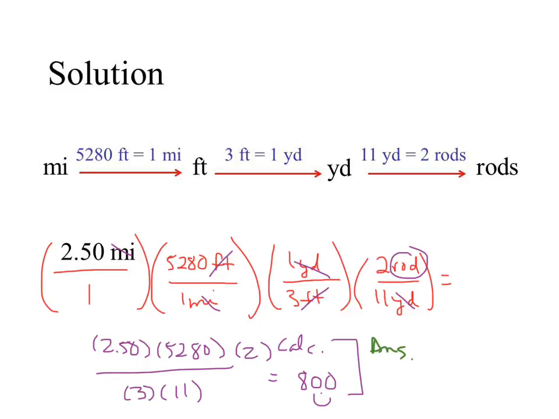Let's look back at what we multiplied. So the 2.50 miles, is there uncertainty in that? Yes. So how many sig figs? There are 3. The relationship between feet and miles, is there any uncertainty there? Nope. It's by definition. Isn't that weird? Okay, so no uncertainty. Any uncertainty between feet and yards? Nope. Any uncertainty between the rods and yards? Nope. Cool. So we're looking at 3. All right. So how are we going to make 800 into 3 sig figs?